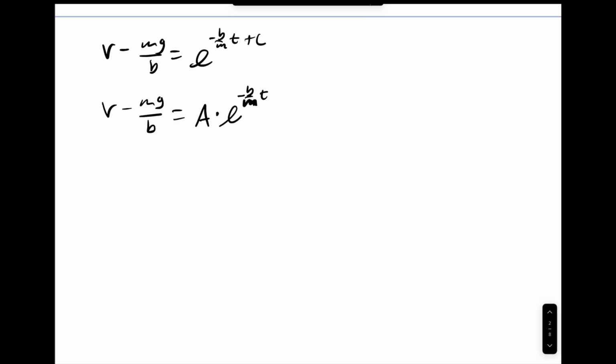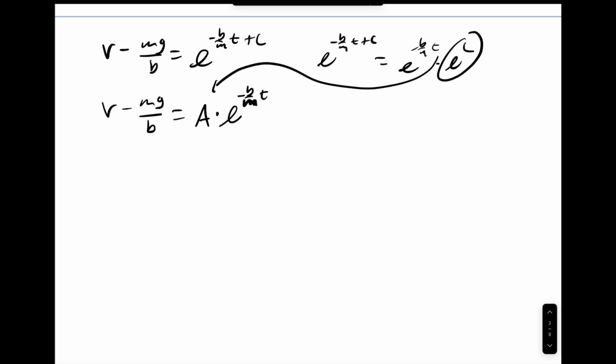Now, if you forgot how to do this, this is explained in one of the previous videos, but you have to remember that when I have e to the negative b over m t plus c, that's the same thing as e to the negative b over m t times e to the c. And then e to the c is just another constant, which I'm just calling a. Okay? So now, let's keep going.